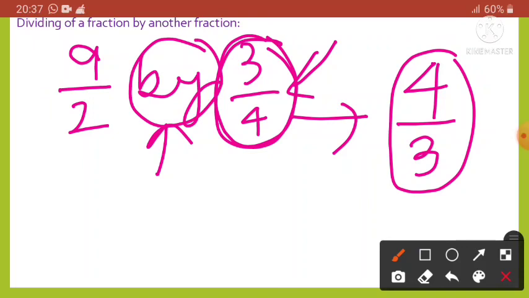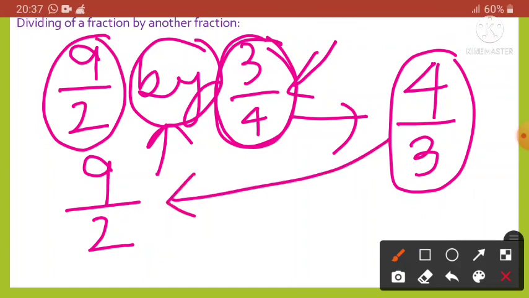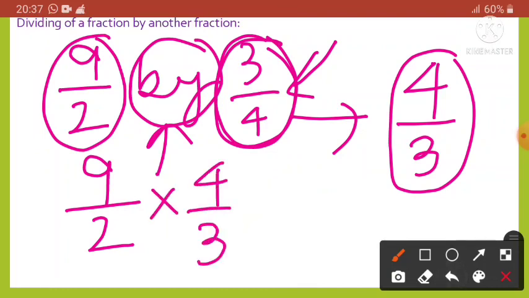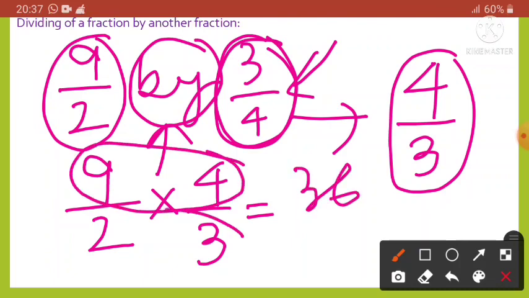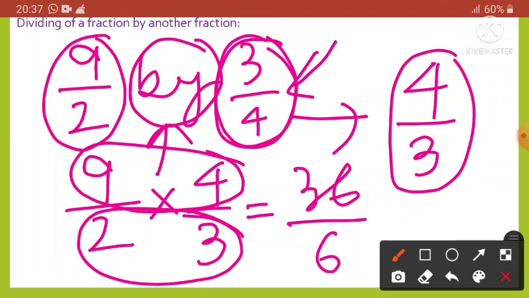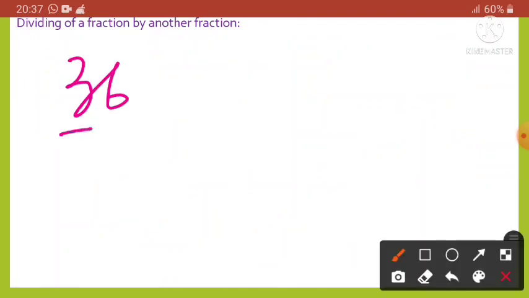Now simply multiply the fraction 9 by 2 with this reciprocal. So it will be 9 by 2 multiplied by 4 by 3. Then we multiply the numerator first, here it is 36, and in the denominator it is 3 into 2, that is 6. So we are getting 36 by 6. Now we have to convert it into the short form.